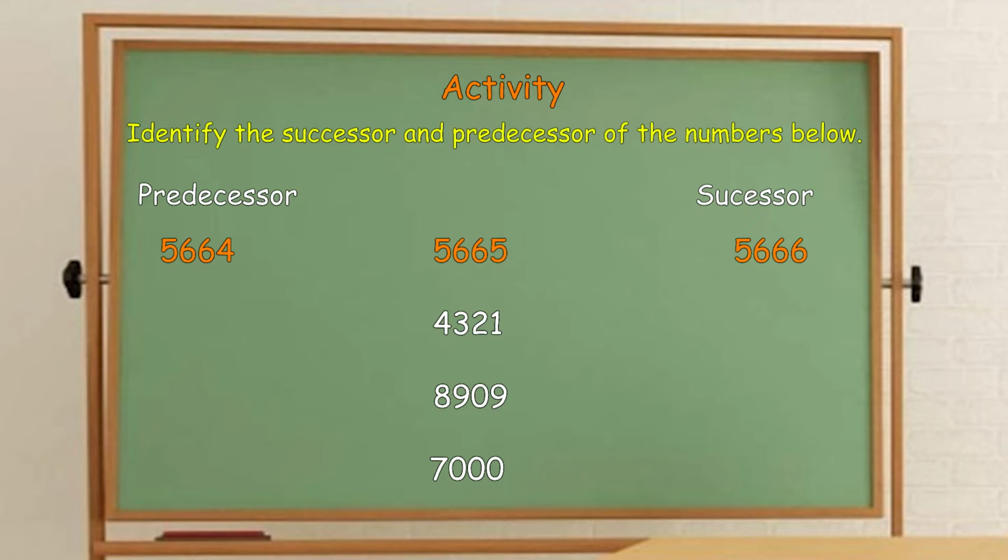Okay? Now, you have to do 3 for me. For the second one, the number you're looking at is 4,321. For the third one, you're looking at 8,909. And for the last one, you're looking at 7,000. You're going to find the predecessor and the successor for those numbers.